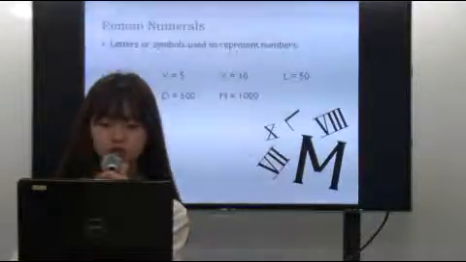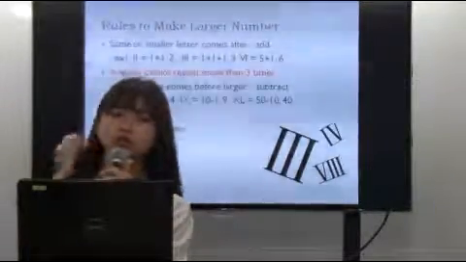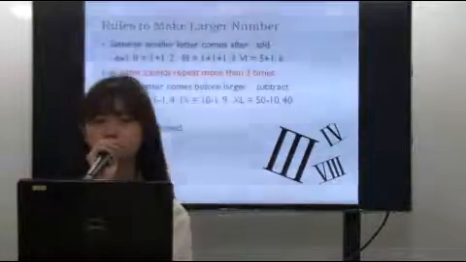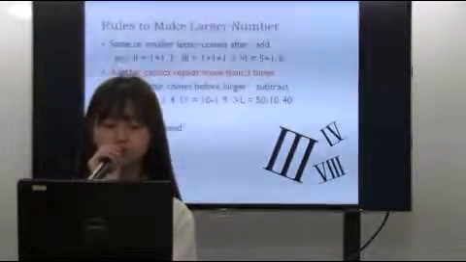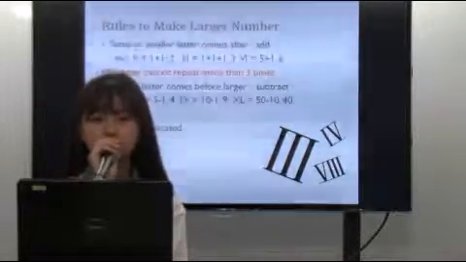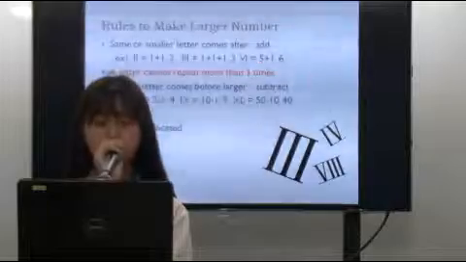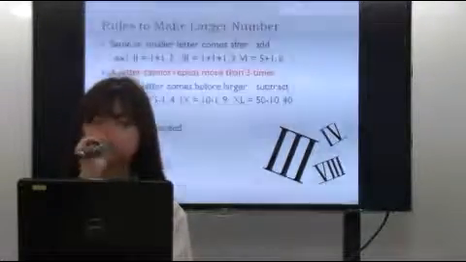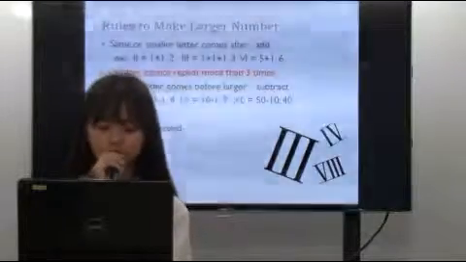To make larger numbers, there were two rules. If the same or smaller letter comes after the larger one, you should add their values together. A letter cannot repeat more than 3 times. If the smaller letter comes right before the larger one, you should subtract the smaller one from the larger one.